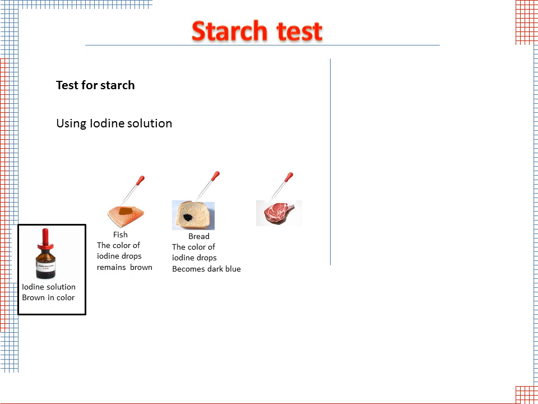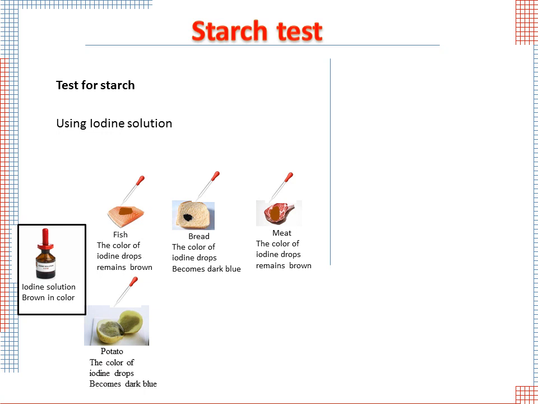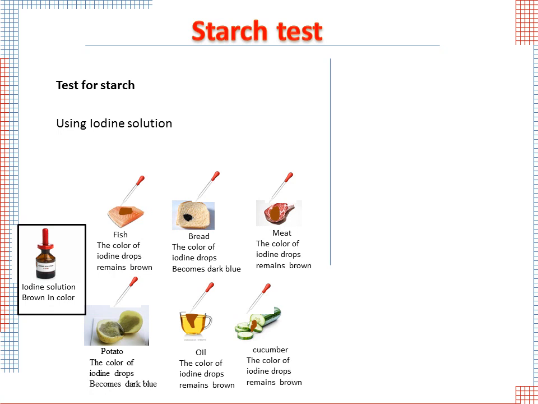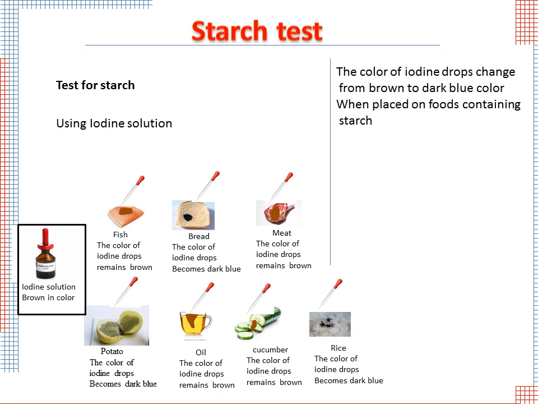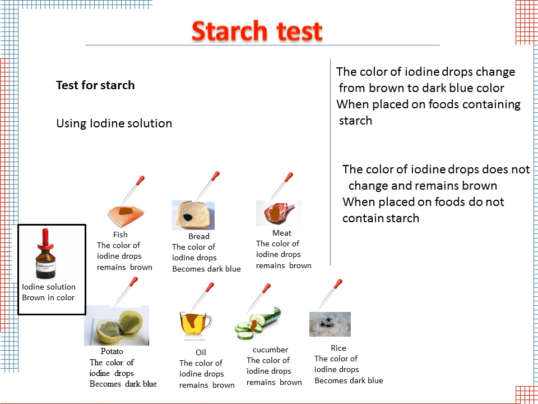Adding iodine solution on a piece of bread, the color of iodine drops becomes dark blue. Adding iodine solution on a piece of meat, the color remains brown. Adding iodine solution on a potato, the color becomes dark blue. On oil, the color remains brown. On a cucumber, the color remains brown. On rice, the color becomes dark blue.